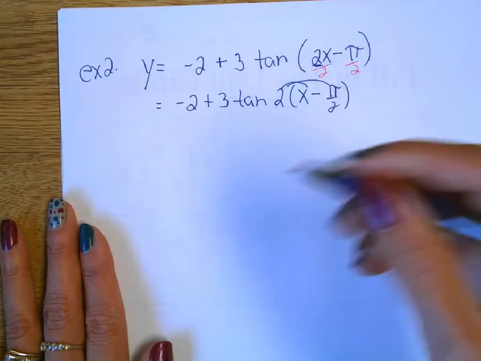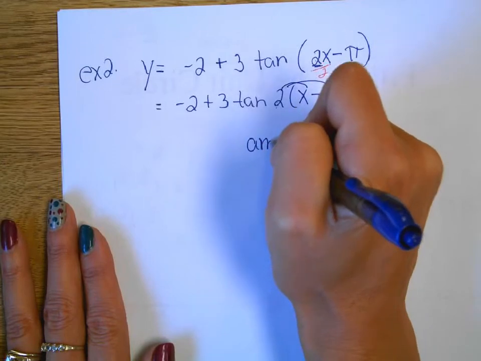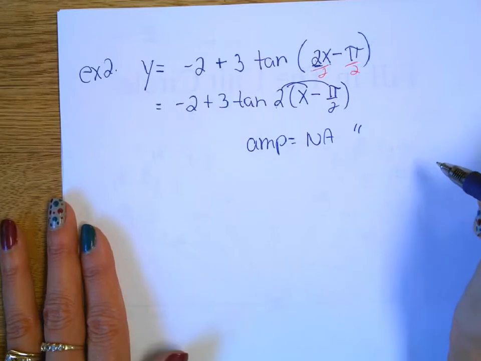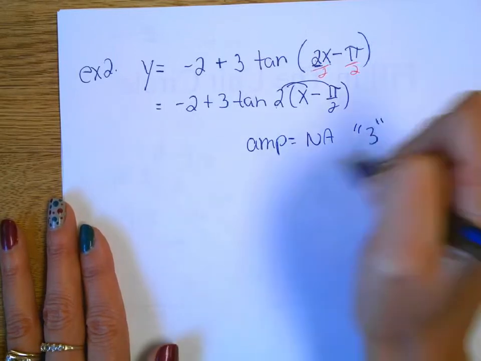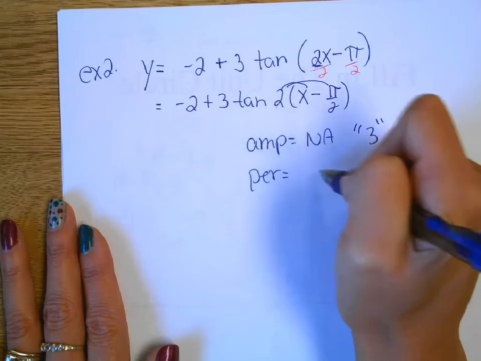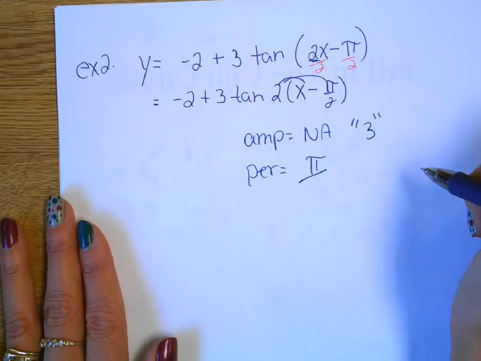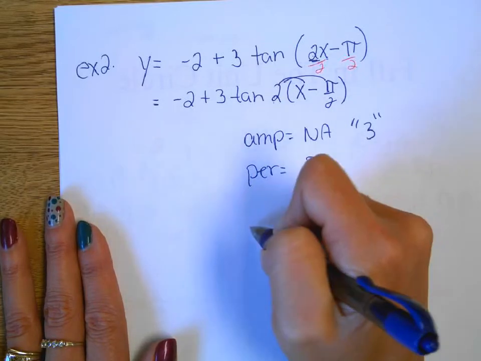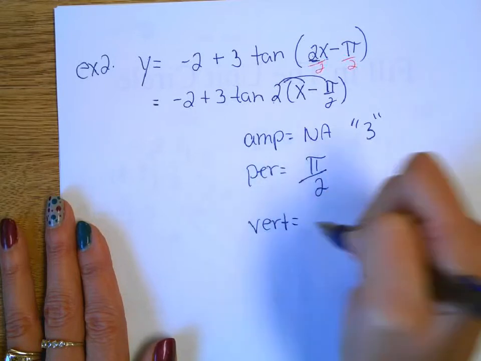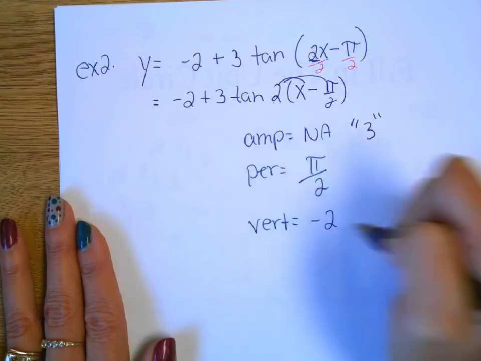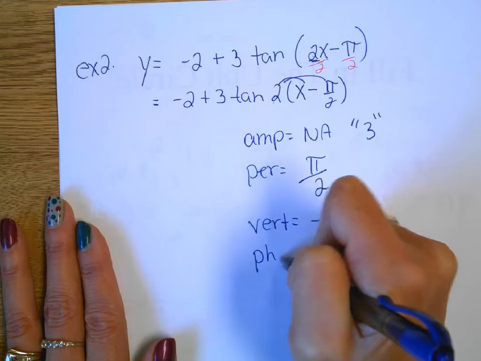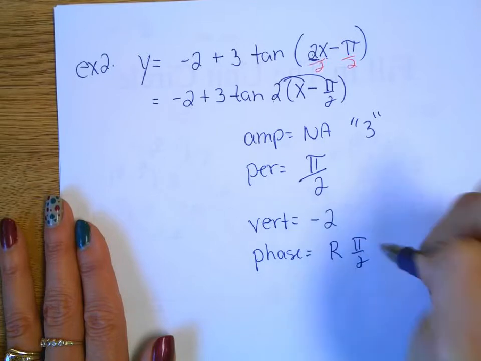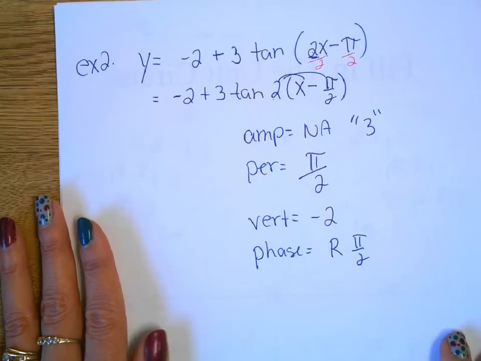Amplitude. What's going to help me find max and mins? 3. A 3. Period is pi divided by the 2. The B is a 2. Vertical shift: negative 2. Phase: right, pi over 2. Okay.